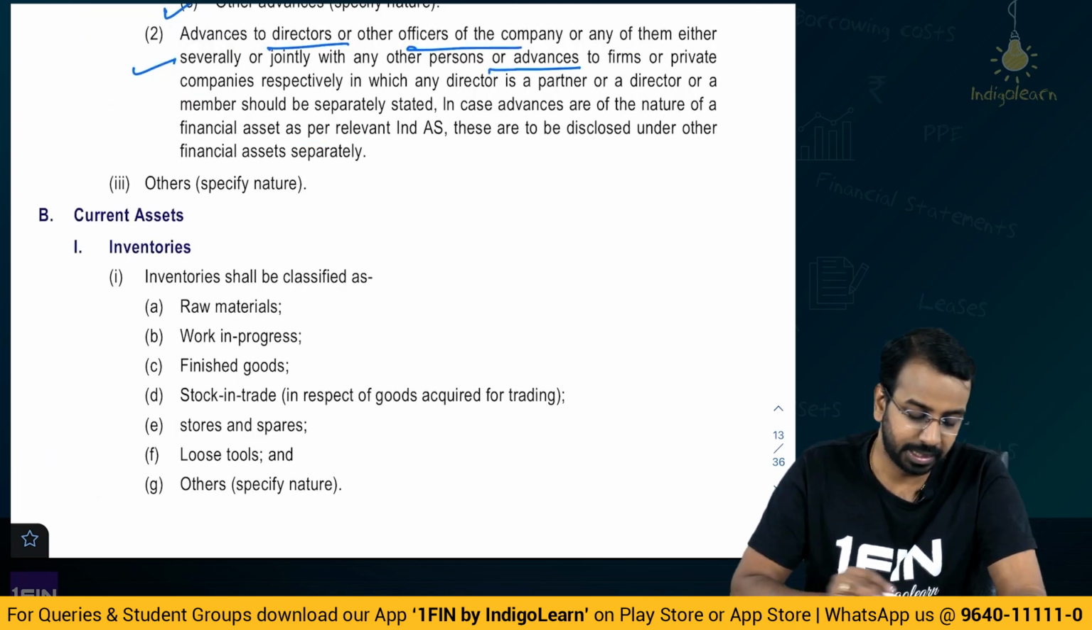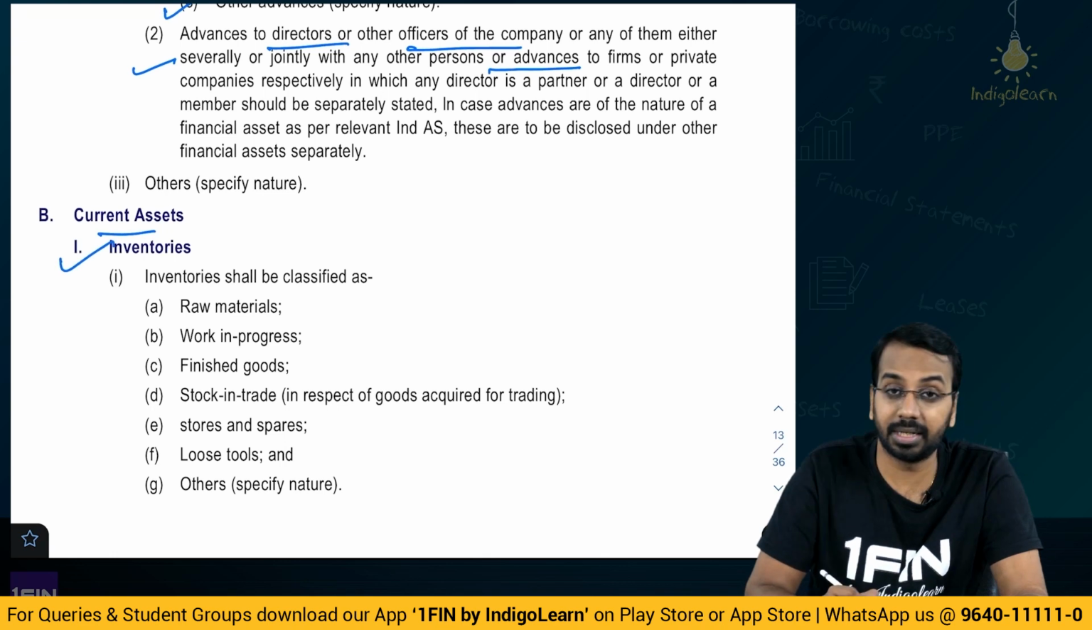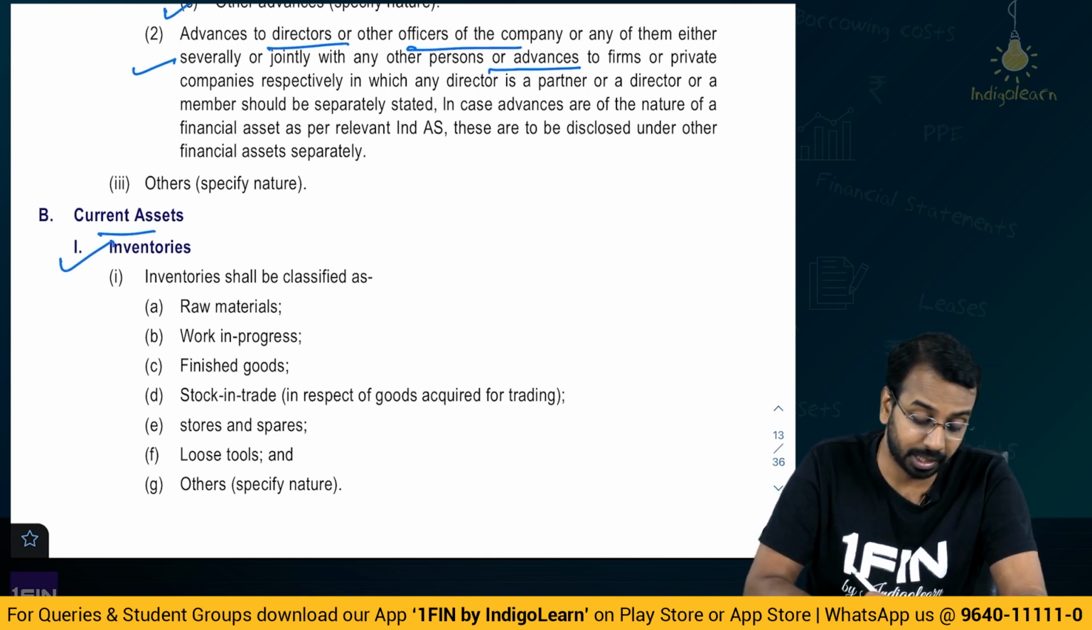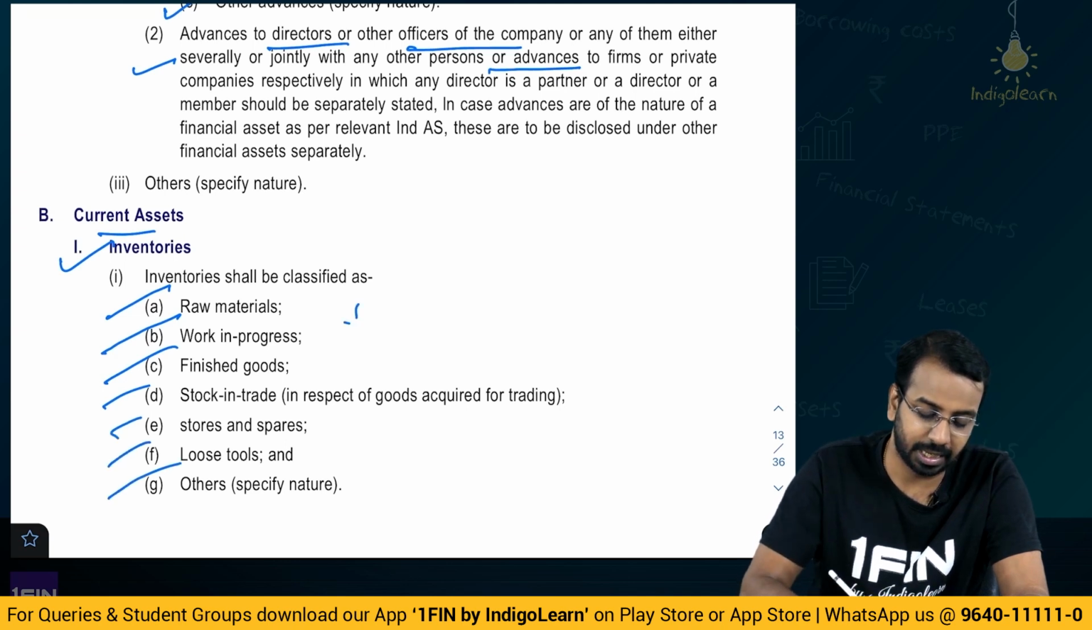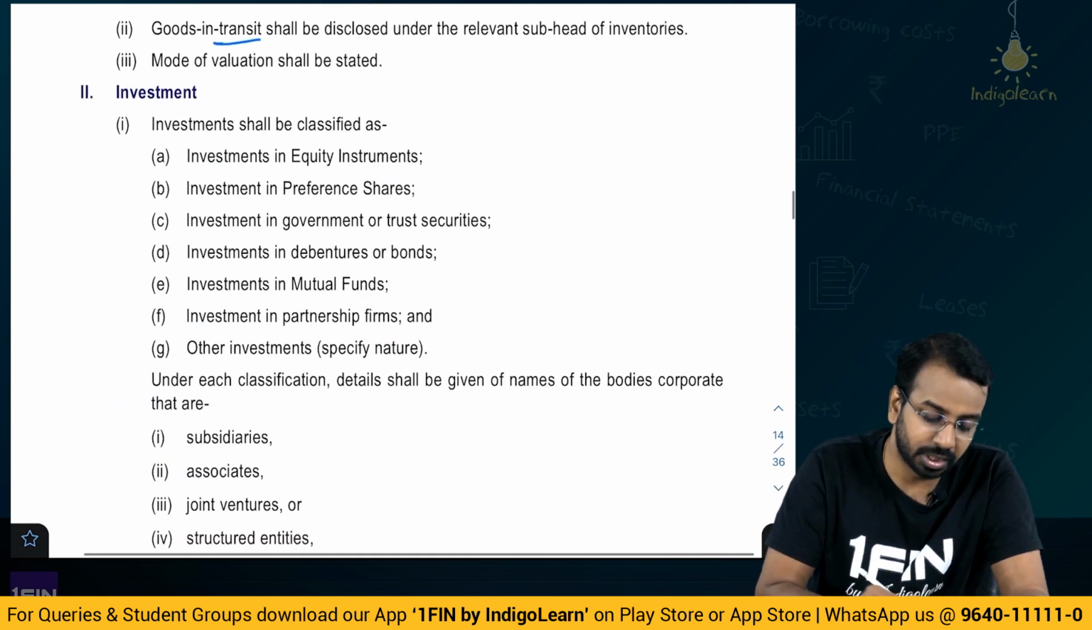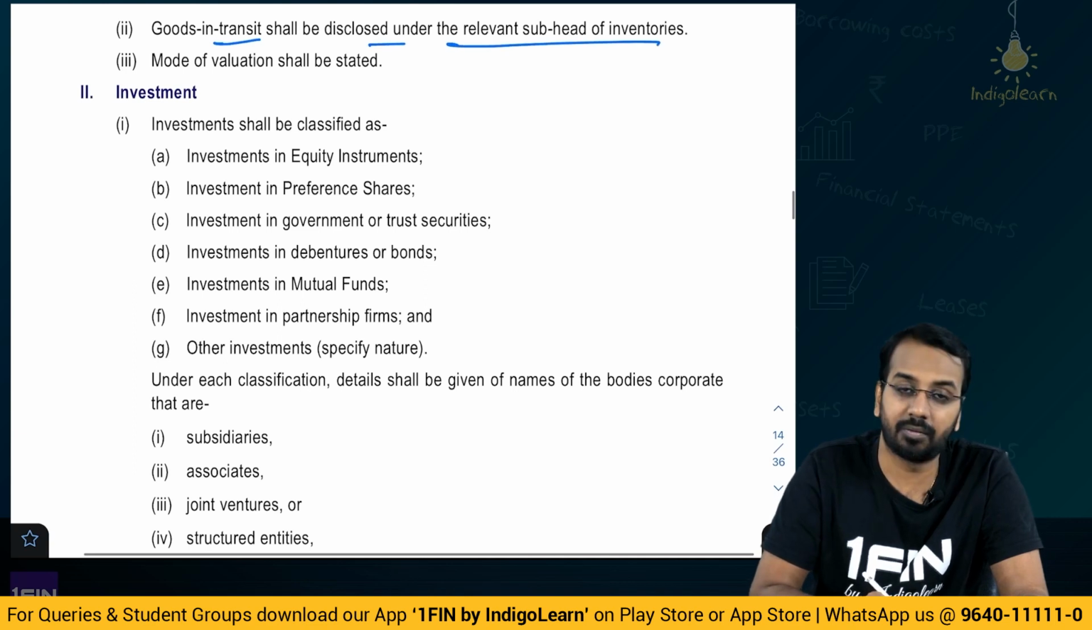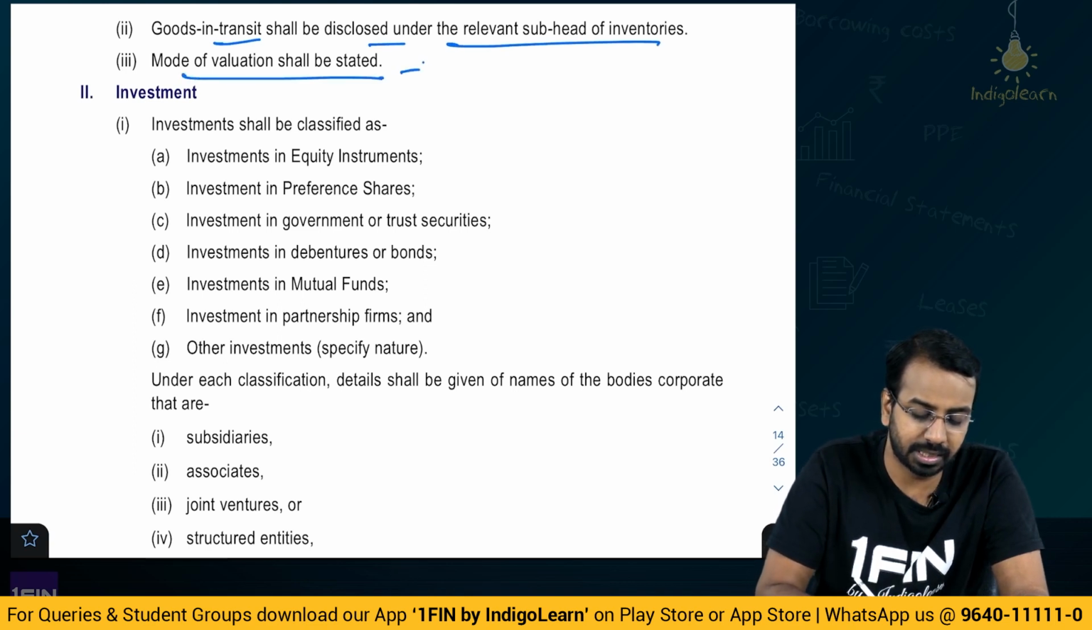Again, advances to director or other officers, other persons and all of that, again you have to disclose separately. Then under current assets, disclose inventories separately, and under inventories, breakup of raw material, WIP, finished goods, stock in trade, stores, loose tools, others. This again is similar to what we learn in Ind AS 2. Goods in transit shall be disclosed under relevant heads, and mode of valuation shall be stated. This generally we give in the notes.